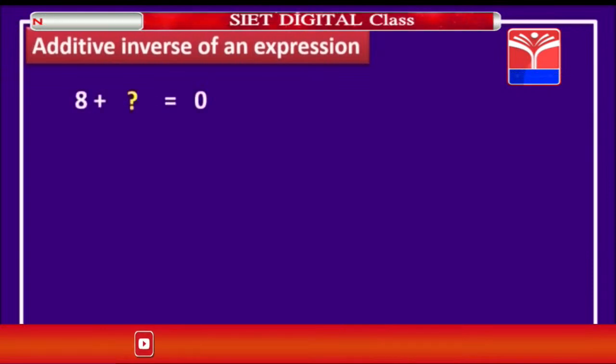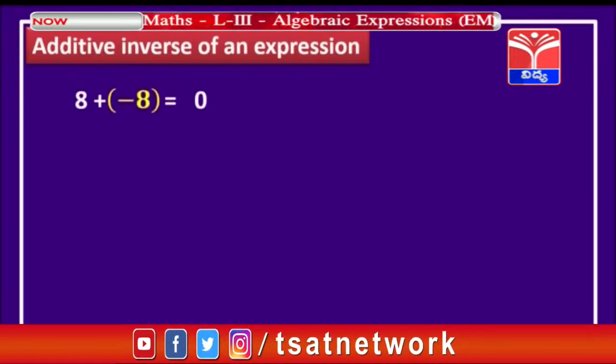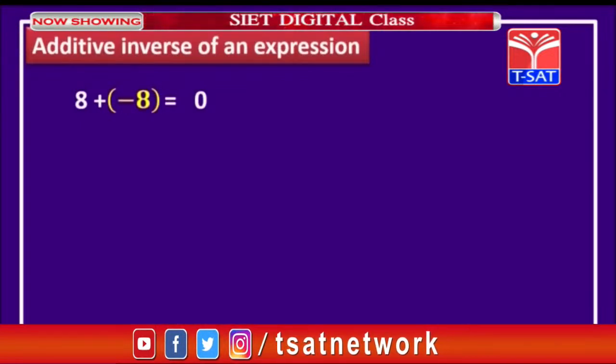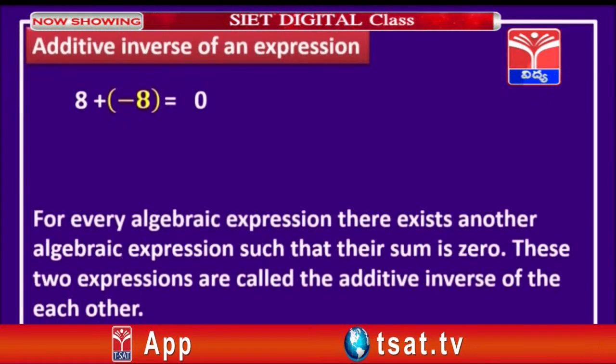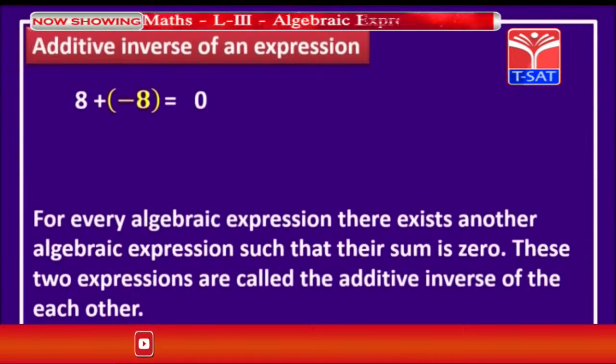So 8 plus which number gives you 0, children? Yes, you have already learnt, right? 8 plus minus 8 is always equal to 0, and we say minus 8 is the additive inverse of 8 and 8 is the additive inverse of minus 8. Like that, for any algebraic expression also, there is an additive inverse.